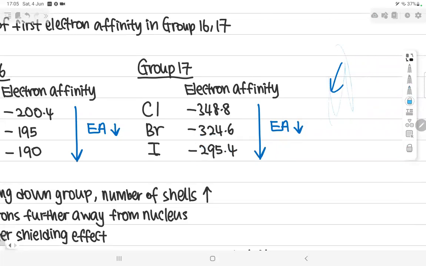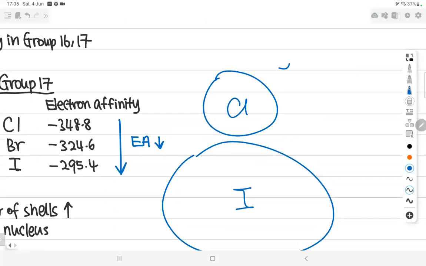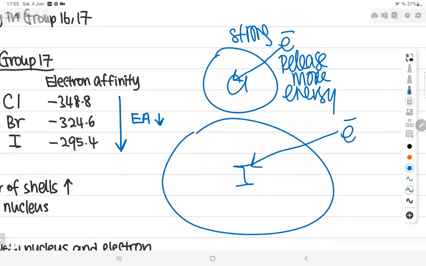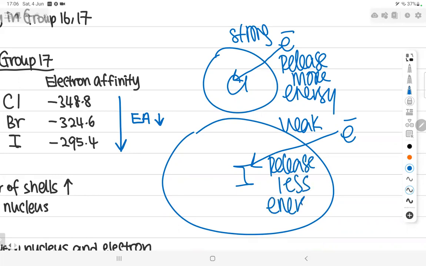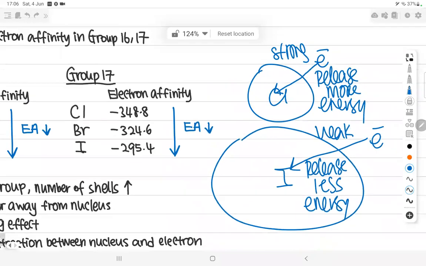Again, why? Let me use group 17 for demonstration. For example, chlorine, the size is like this. Iodine, the size is like this. For chlorine, the electron is very close to the nucleus, so you can form a strong attraction. When you form a strong attraction, you release more energy. That's why you release 348. For iodine, the electron is very far away from the nucleus, so you only form a weak attraction. When you form a weak attraction, you release less energy. So when iodine receives the electron, you only release about 300. So it's lesser than this. This is about 350, and this is about 300 only. Simple as that.